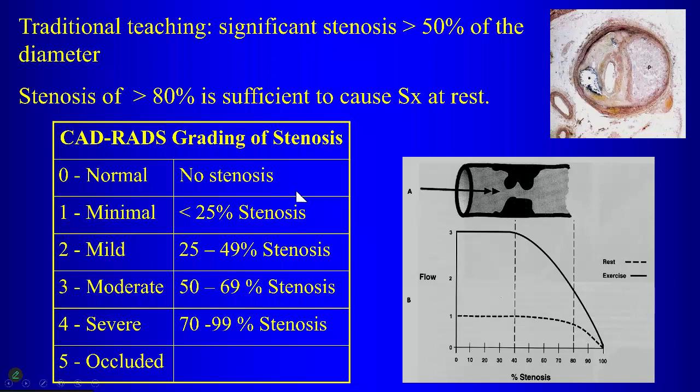So 0 is no stenosis. 1 is minimal stenosis, that's less than 25%. Score of 2 is mild stenosis, 25 to 49%. Score of 3 is moderate stenosis, 50 to 69%. 4 is severe stenosis, 70 to 99%. And 5 means occluded vessel. This you should know, okay?